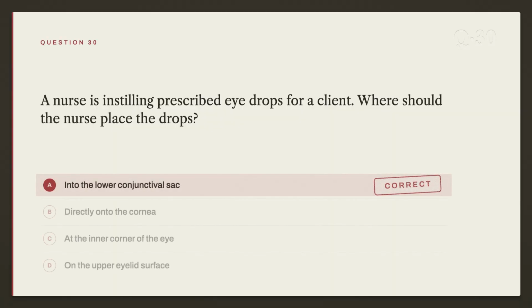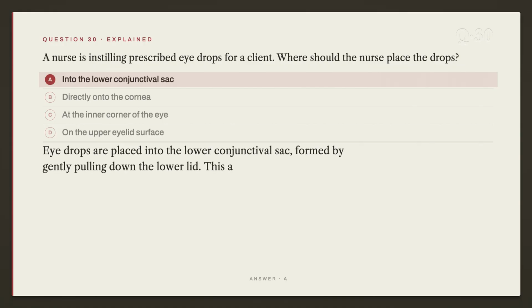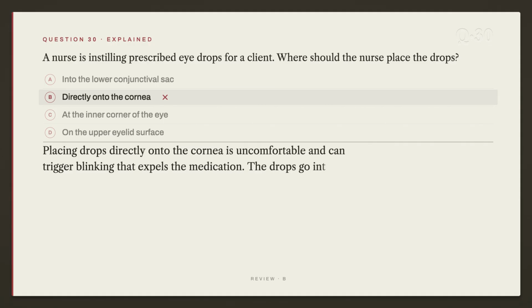The correct answer is A. Into the lower conjunctival sac. A is correct because eye drops are placed into the lower conjunctival sac, formed by gently pulling down the lower lid. This avoids the sensitive cornea and lets the medication spread safely across the eye. B is wrong because placing drops directly onto the cornea is uncomfortable and can trigger blinking that expels the medication. The drops go into the lower conjunctival sac instead of onto the cornea.